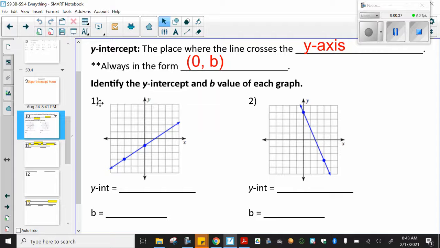So on example 1, we want to write the y-intercept. So I'm going to put parentheses, comma, parentheses. We always know the first number is going to be 0. The number that goes in the second spot is the point where it crosses y. So, here's our point of origin.